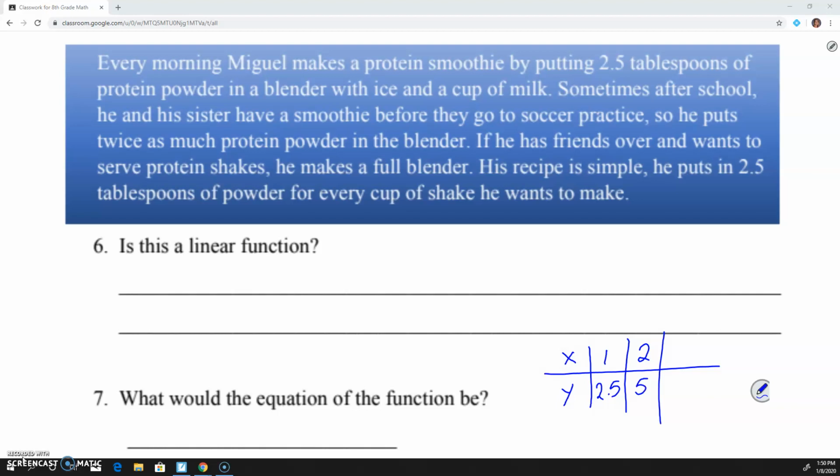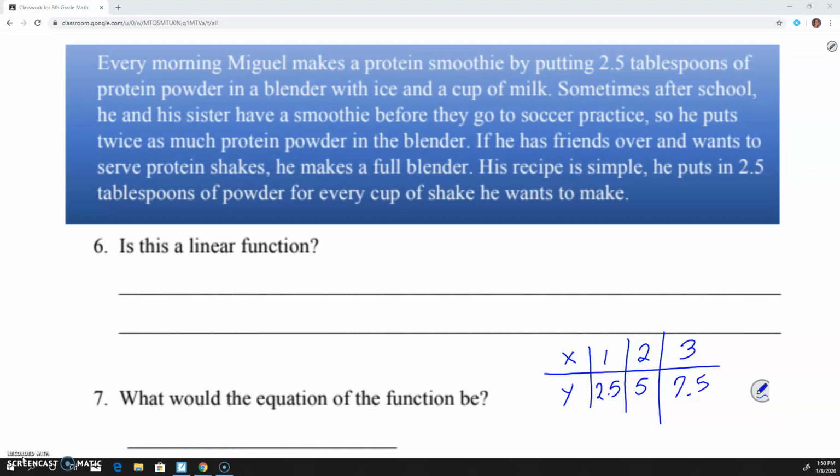If he has his friends over and wants to serve protein shakes, he makes a blender full. His recipe is simple. He puts in 2.5 tablespoons of powder for every cup of shake he wants to make. So let's say he wanted to make 3 cups. It's just going up by 2.5 each time, right?